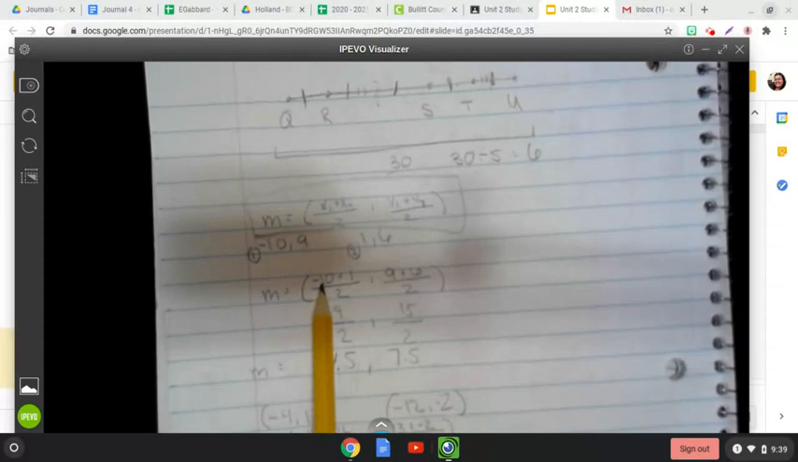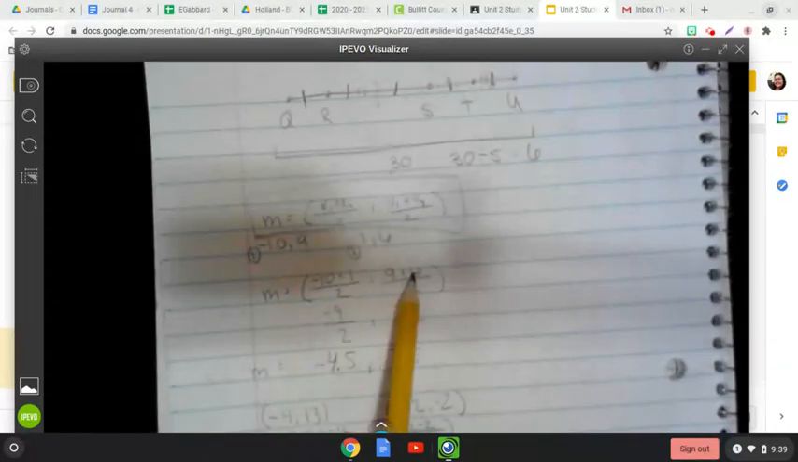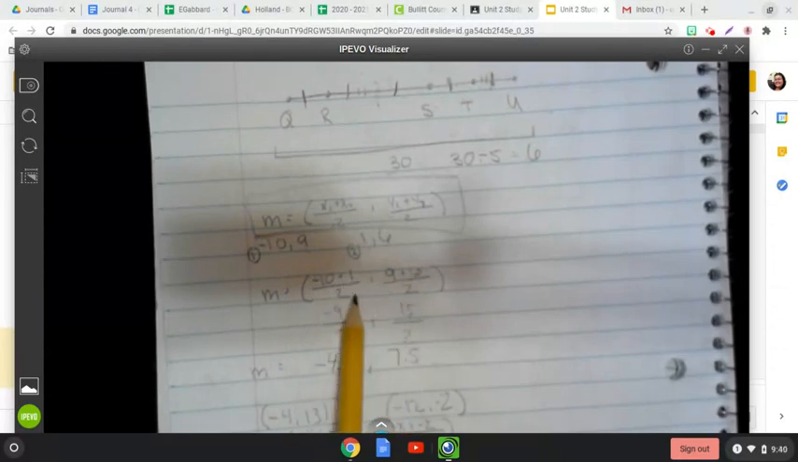Our x1 is going to be -10. Our x2 is going to be 1. Our y1 is going to be 9, and our y2 is going to be 6. So we're going to put those in there. We've put them in the correct places, and now we're just going to do some math and work through.